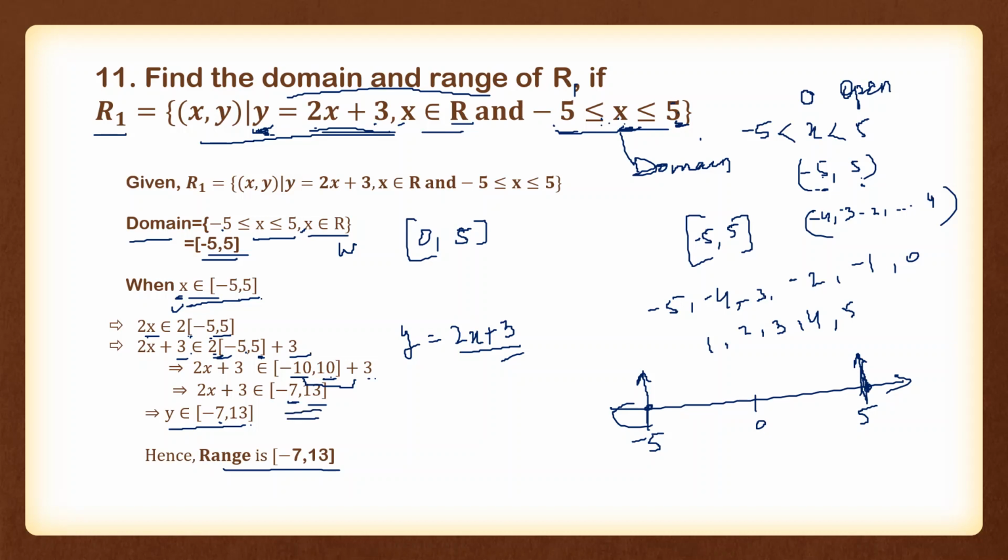So minus 10 plus 3, and plus 10 plus 3. Minus 10 plus 3 will give us minus 7, and 10 plus 3 gives us 13. So minus 7 and 13, closed interval, is the range in this particular question. Let's move on to the next question.